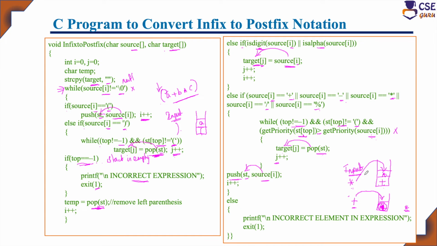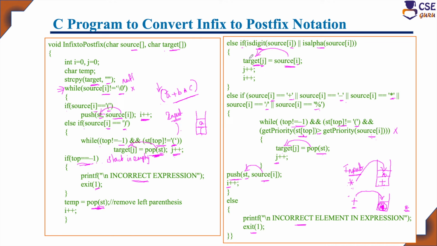Suppose the stack operator is lower precedence and the incoming operator is higher precedence, push it onto the stack directly, no problem, and then increment the i variable. So these are all the conditions. Suppose all these conditions fail, finally it has to print an incorrect element in the expression. That is, in the infix expression, it should be an open parenthesis, closed parenthesis, alphabet, digit or any other valid operators only. If any other special symbols are present, all these conditions will fail. In that case, it will print the message, incorrect element present in the expression, and automatically exit.